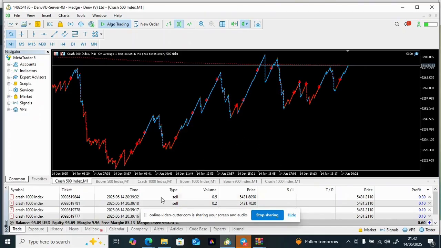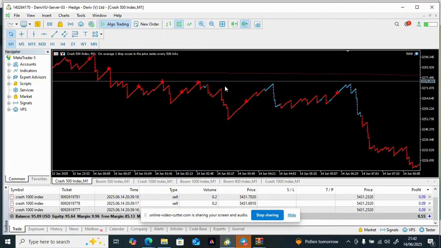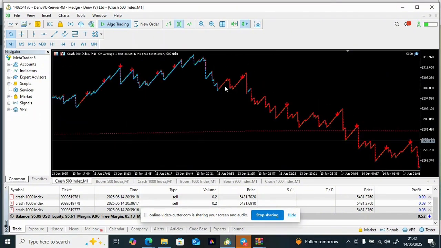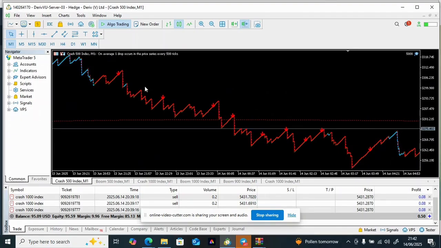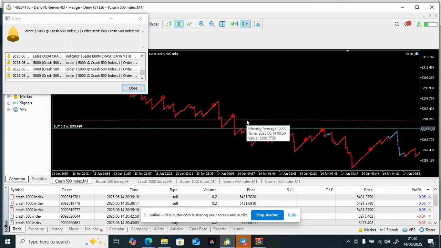So let me show you what we do on Crash 500. On Crash 500, the conditions are you only sell when you see the red one and the red arrow. So the red strap is showing you that it's a potential what? Okay, guys. So I think I need to close Crash 1000 because I'm actually trading Crash 500 now, guys.